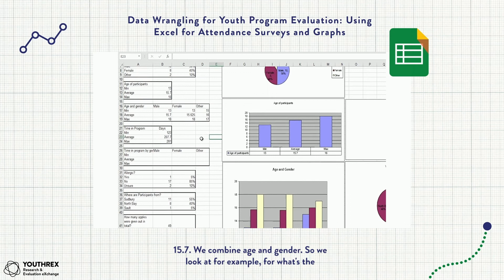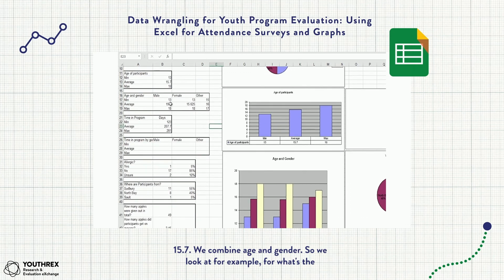We combine age and gender. So we look at, for example, the youngest male age, female age, and other age. You'll notice the other age is 2 years older than the youngest person. The average age for males is 15.7, the average age for females is 15.625, and the average age for others is 16. The maximum ages are 18, 18, and 17. So if you're looking at questions about gender, this could tell you some interesting insights. It turns out that males and females are very similar in terms of ages, but other is not. So maybe that would be something to address.